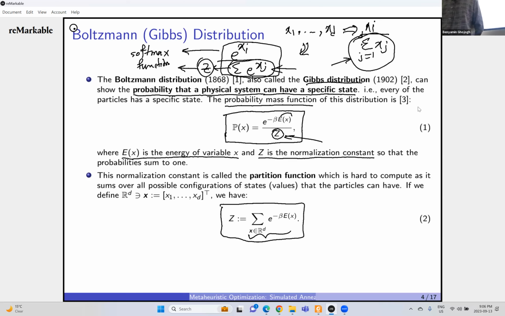What do I mean by possible states of x? Assume I have 3 particles, x1, x2, x3. How many cases do I have? 2 for this, 2 for this, 2 for this. 2 times 2 times 2, 8 cases, right? How many combinations of spins can I have? So sum over all of them, and I have e to the power of minus beta Ex. By the way, this Z in statistical physics is called the partition function. Naming is not important. You can call it normalization factor, right?